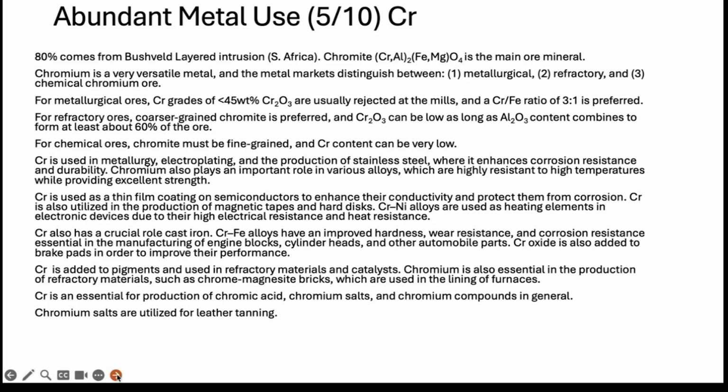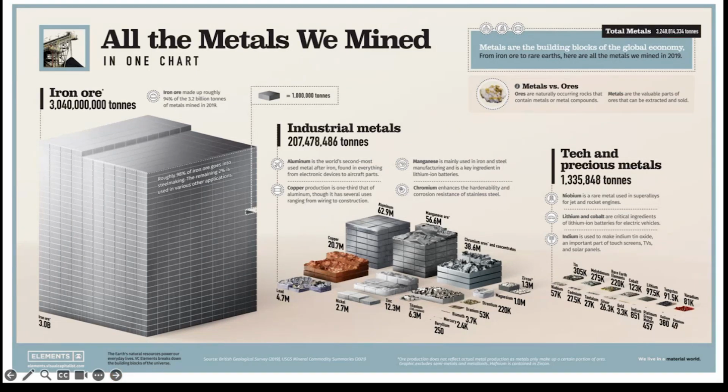Important in producing chromic acid, chromium salts, and chromium compounds in general, and are used in leather tanning. We don't want to forget about that. So where's chromium down here? There we go. That's number 4 in the amount of material we use.